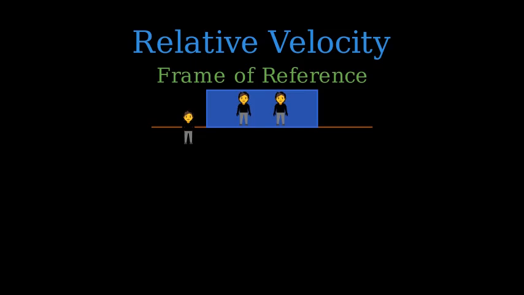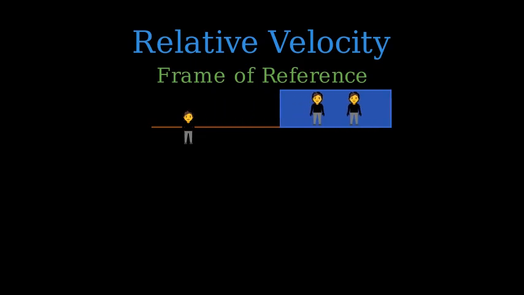Before we dive into relative velocity, we need to understand what a frame of reference is. A frame of reference is simply a perspective from which observations are made. For example, when you're sitting in a moving train, the person sitting next to you appears stationary from your perspective, but to someone standing outside, both of you are moving.